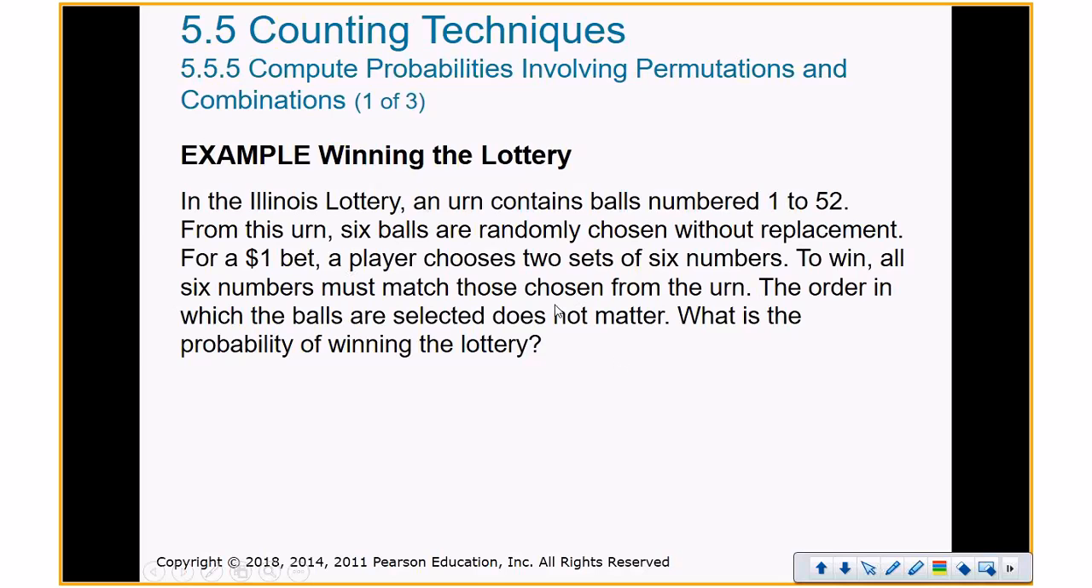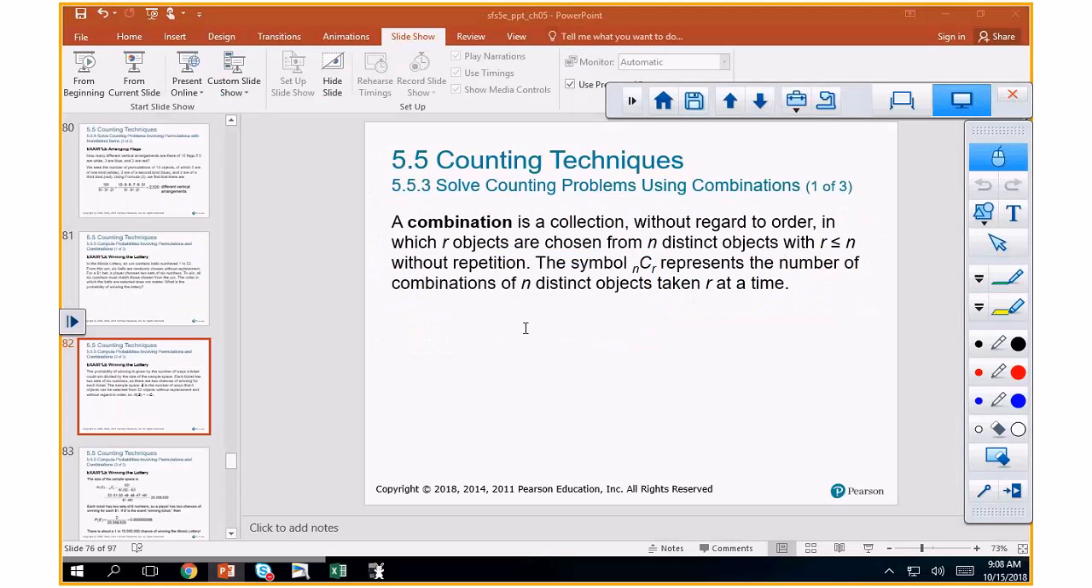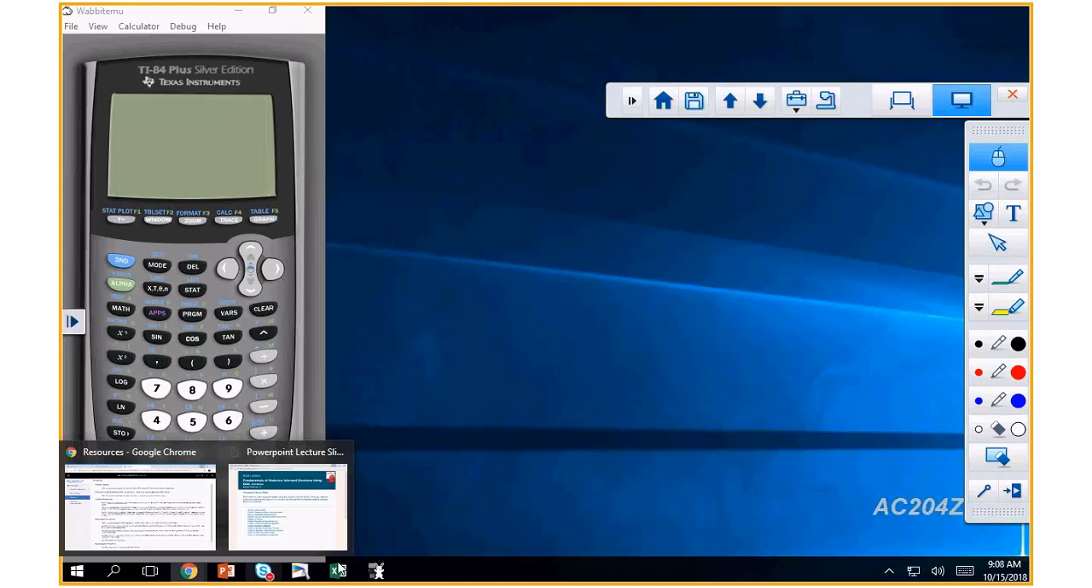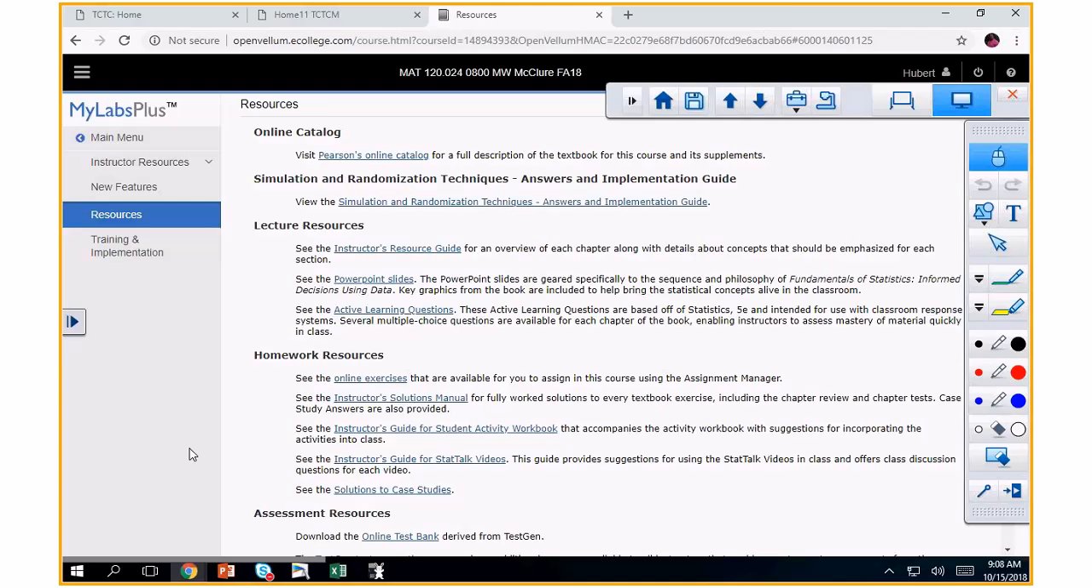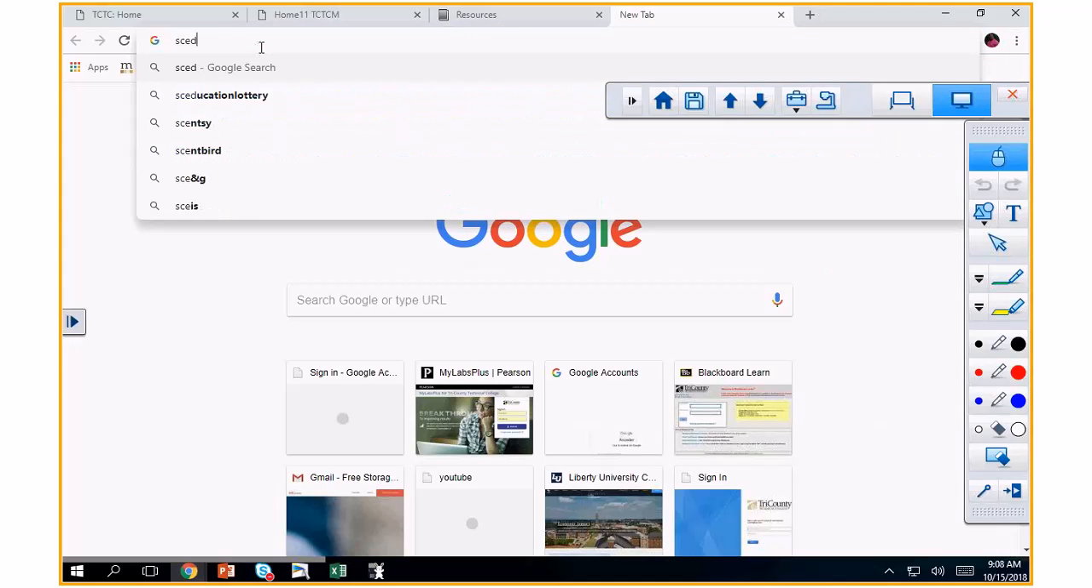All right, I'm not going to do this one. I'm going to go to the South Carolina lottery. Okay, so we're going to get out of this and we're going to go to the South Carolina Education Lottery.